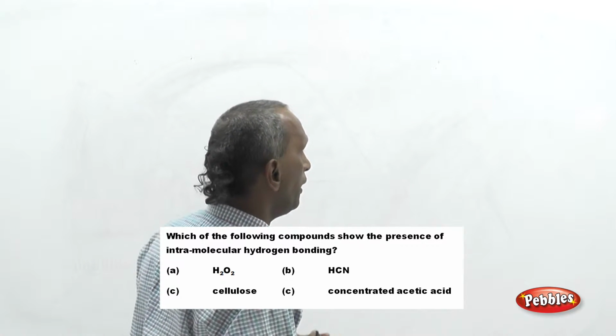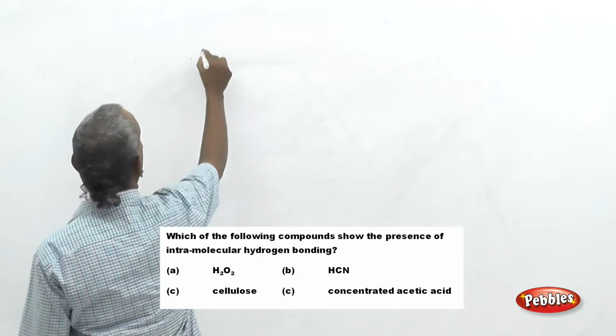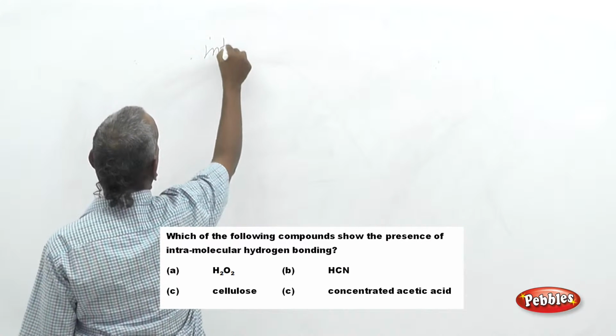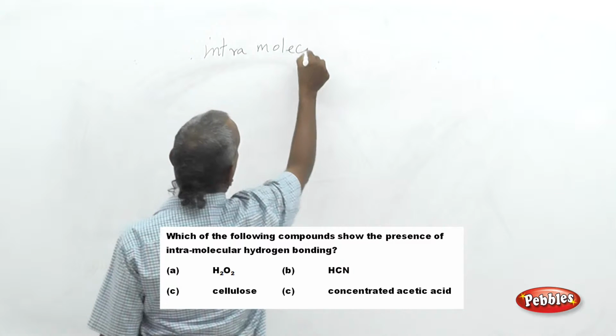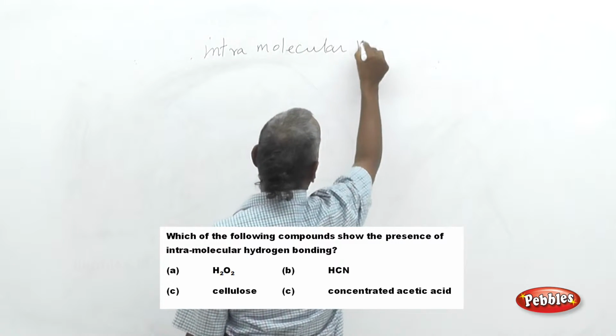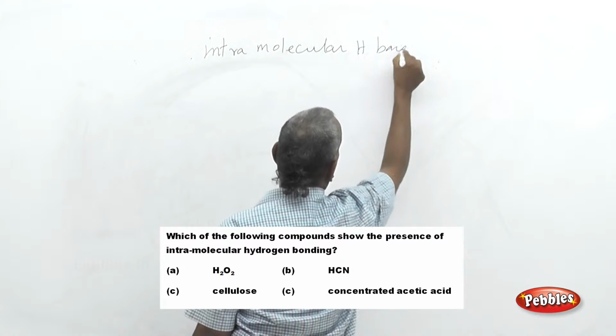Now the question is: which of the following species contains intramolecular hydrogen bonding? We have been given 4 choices.